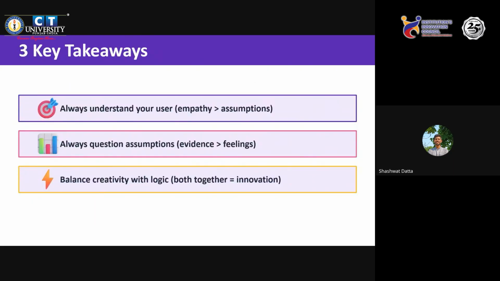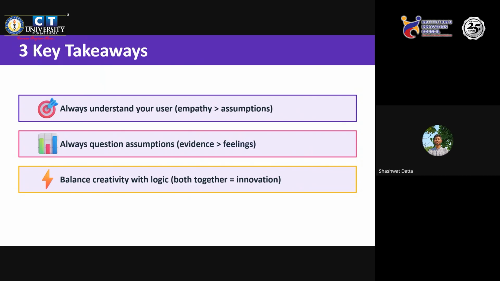Lastly, three key takeaways that I want you to remember. First, always understand your user. Empathy beats assumptions every time. Second, always question assumptions. Evidence beats feelings every time. Lastly, balance creativity with logic. Both together is where the innovation actually happens.